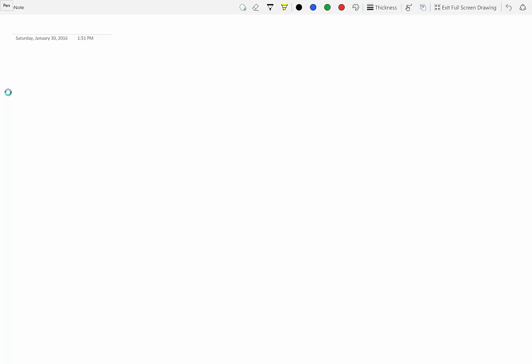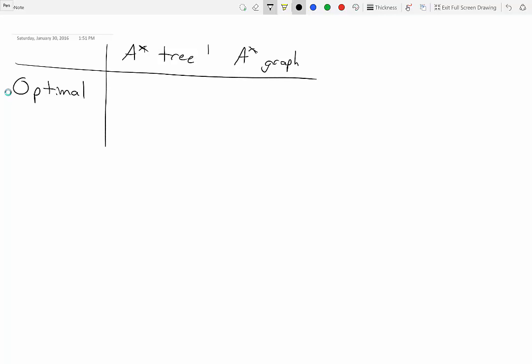So let me make a table. We're going to have: is A star optimal? And we're going to have A star tree search and A star graph search. Graph search is the one that keeps the visited nodes in a set, and you don't visit nodes that you've already visited. So A star tree search, what does it require to be optimal? It requires an admissible heuristic. And that's, as we stated before, h of n is less than or equal to h star of n. Now, for A star graph search to be optimal, we need something called consistency.